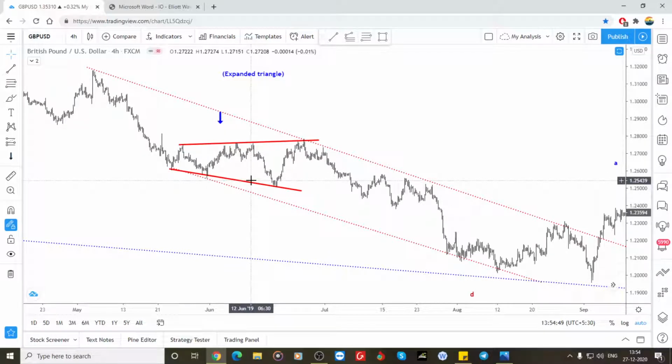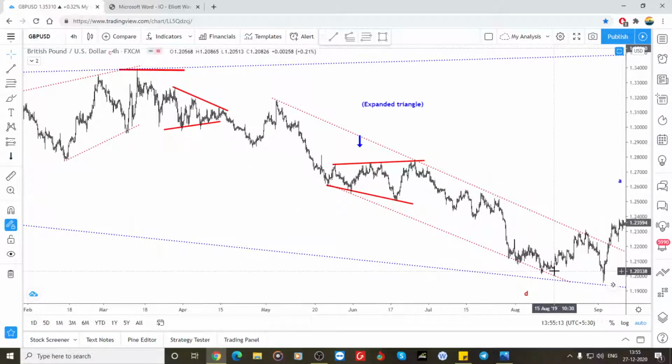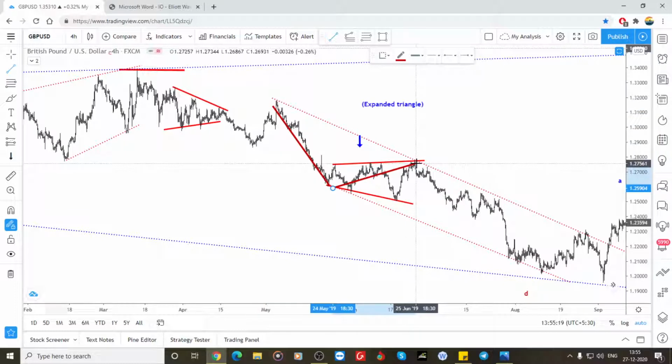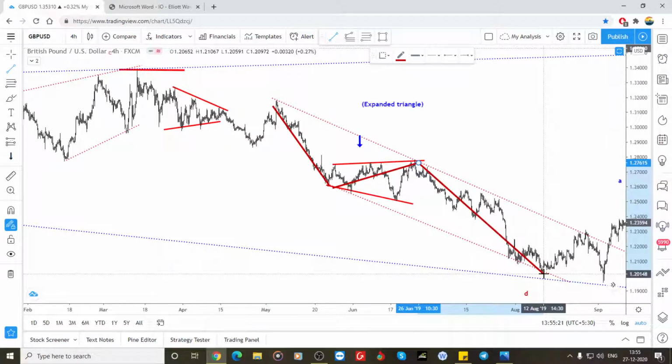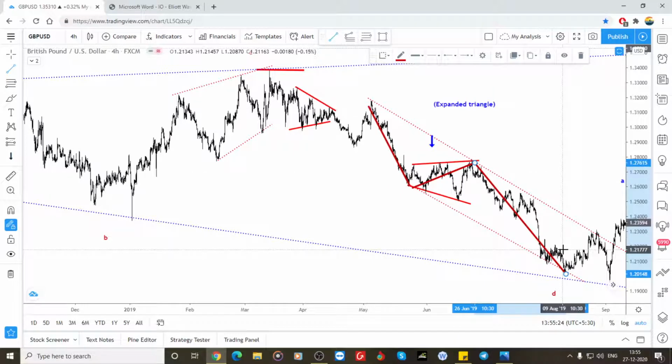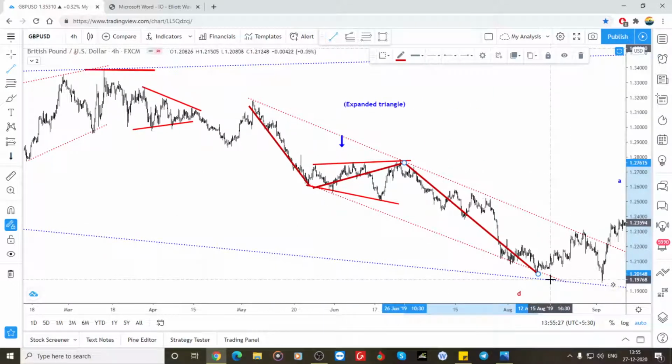But in a running triangle, it can break the B wave. B wave can travel above the A wave, so that is allowed in the running triangle. Here in the expanded triangle, it has to break above the A, and B also has to break above the A, then C, D and E. So everything is expanding, and after that finally it will decline. So here is a five-wave structure, and this is a triangle, and here one five-wave structure has completed. So this whole thing becomes one correction that has ended.